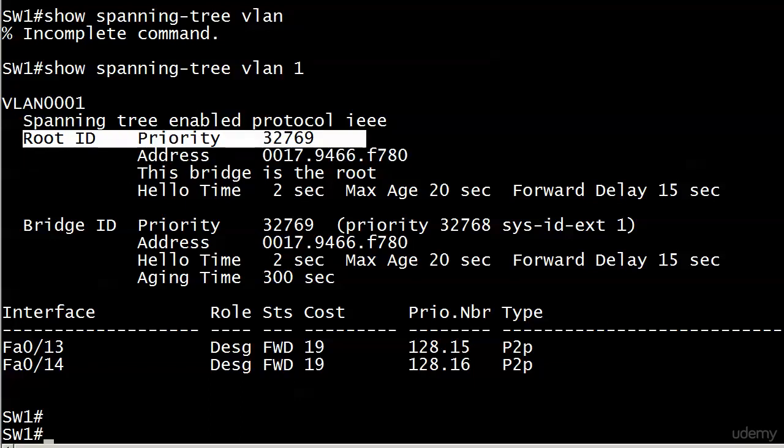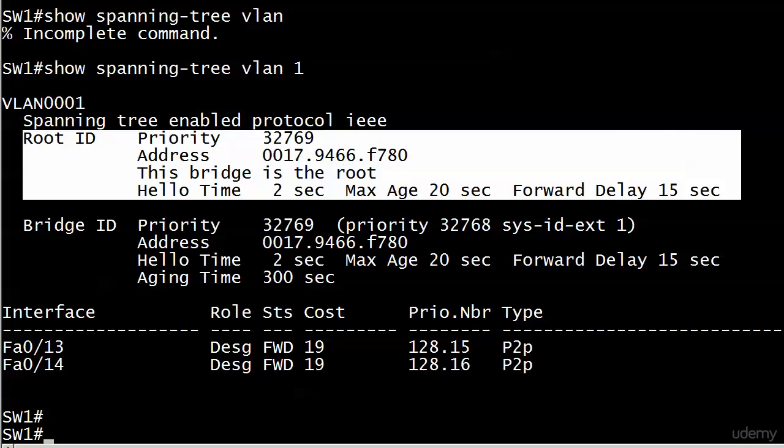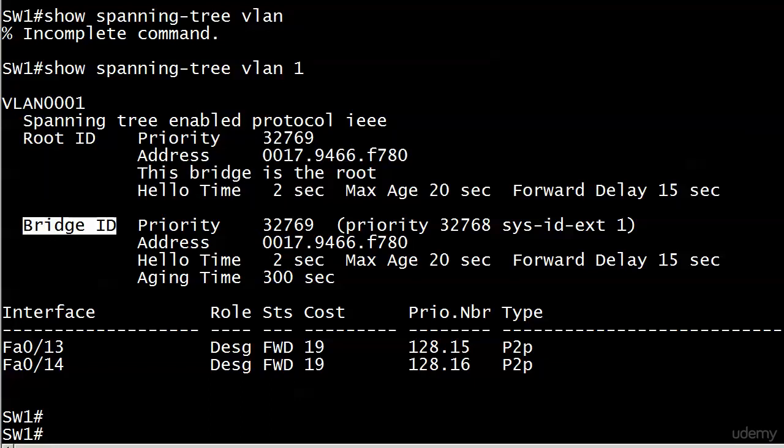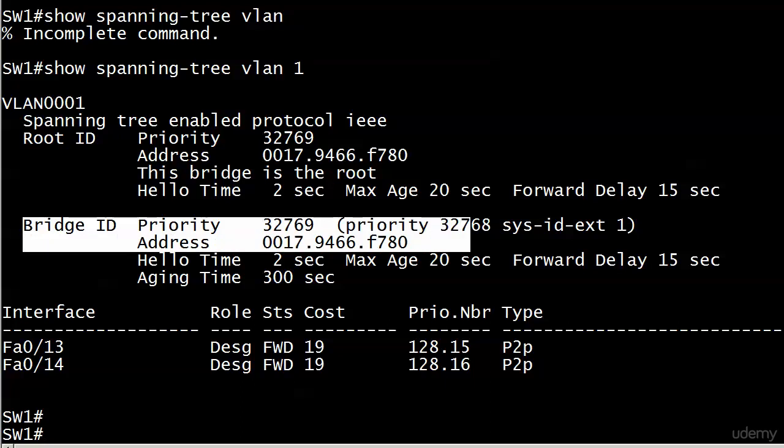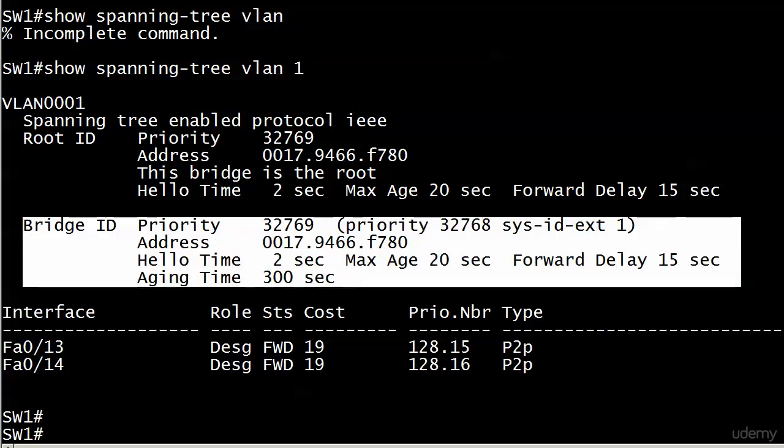This is the priority of the root, this is the MAC address, and these are the timers that have been set on the root. The next bunch of information here, technical term there, is the bridge ID. This is the information on the local switch. So you see a priority and you see a MAC address and we see some timers. So everything's looking good there.